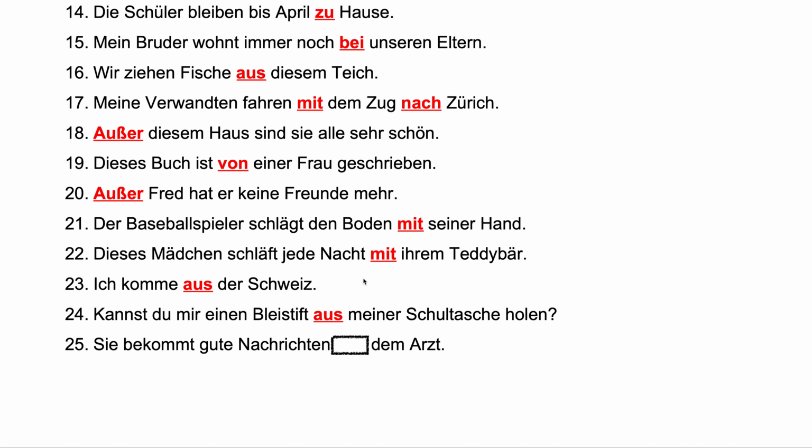And the last one for this particular section, Nummer 25, sie bekommt gute Nachrichten blank dem Arzt, which is she is getting good news, something the doctor. In this case, we're going to say from the doctor, but you're not getting the information directly out of the doctor. It's not like the information used to be in the doctor. I mean, metaphorically, sure, but that's not literally what's going on here, so we're using von. It's a more general way of saying from. Sie bekommt gute Nachrichten von dem Arzt.